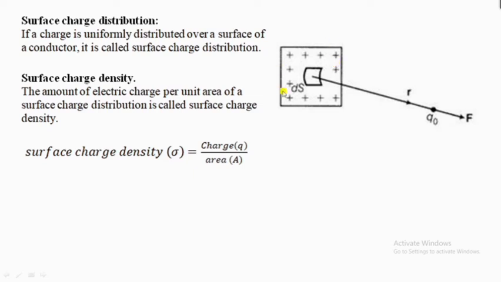In a surface charge we are interested in a unit area, a small area. So surface charge density is given by sigma, that is charge by area. Now the unit of charge is coulomb and the unit of area is meter square. So coulomb per meter square is the unit of surface charge density. Now we will find the force due to surface charge distribution.